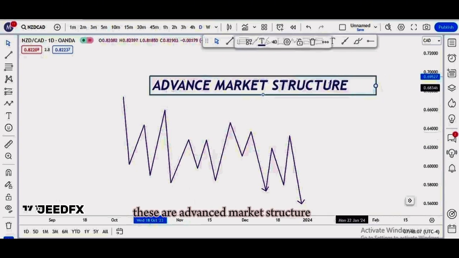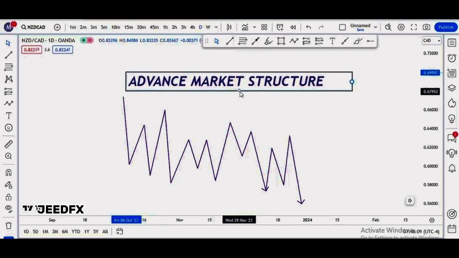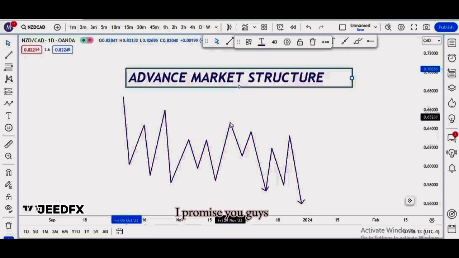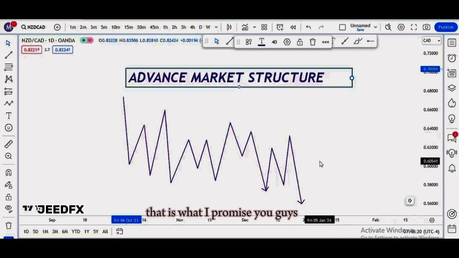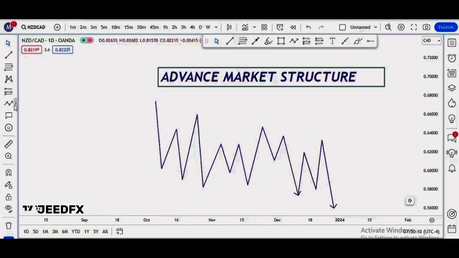These are advanced market structure. I promise you guys that you are going to be seeing the market differently after watching this. That is what I promise you guys. I will reveal to you how you should incorporate it with your chart for you to be able to get the best reward out of it.